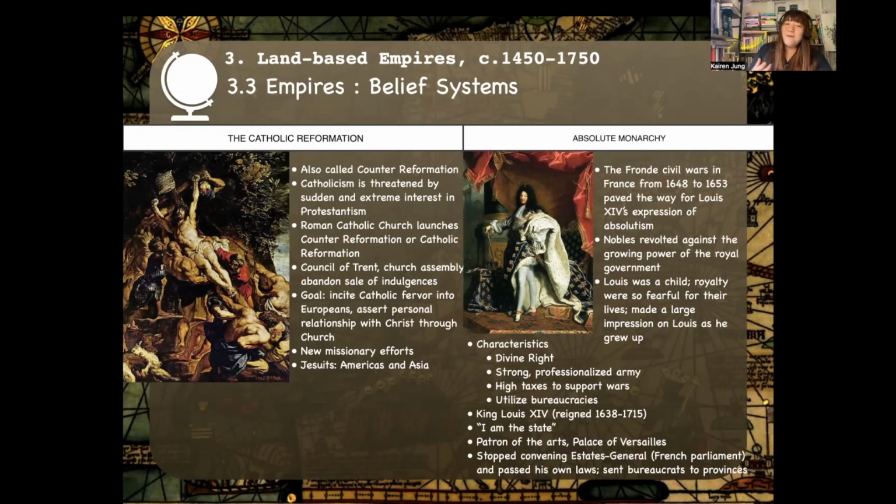goal was to make Europeans be incited with Catholic fervor and assert a personal relationship with Christ through the Church. There were a lot of new missionary efforts, and the Jesuits expanded their horizons to the Americas and Asia. Now, as a result of all of this, expansion occurred, and we're going to see that in the next unit as well, but the absolute monarchy also took hold at this time because of the Fronde.